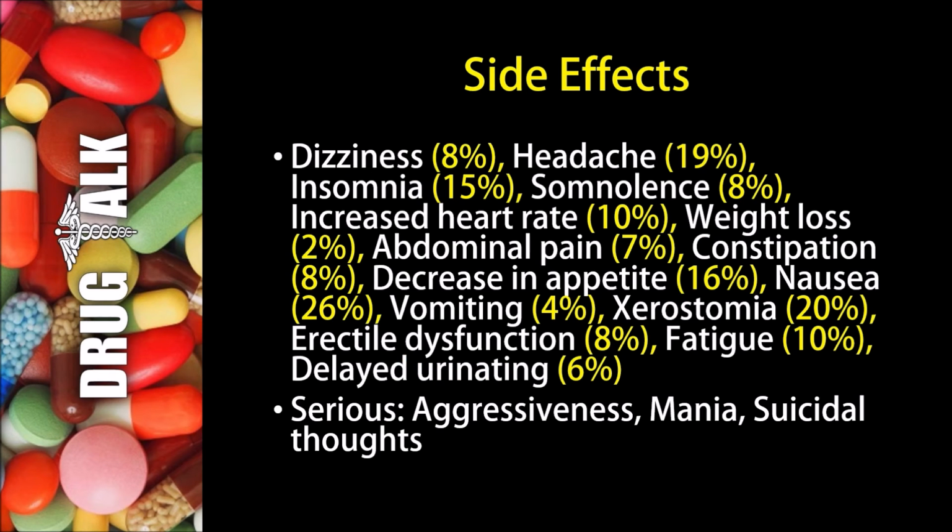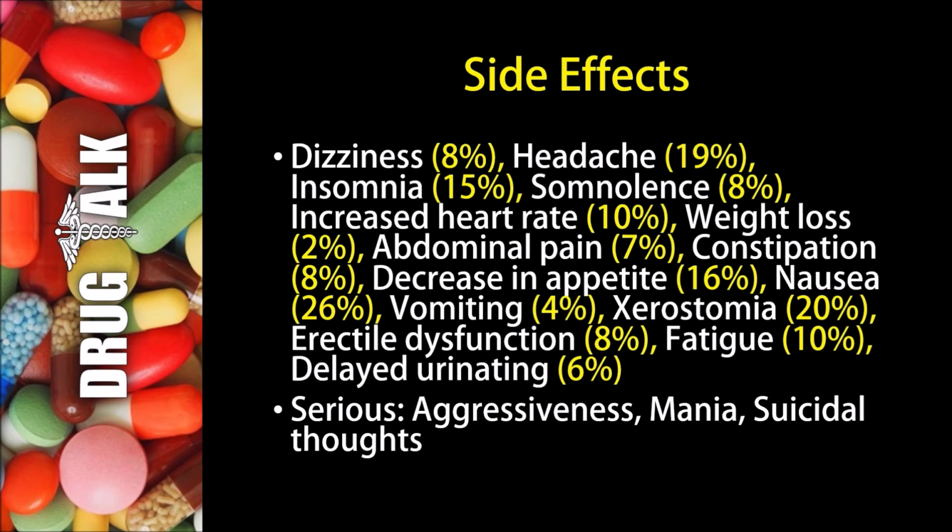Now, as with all medications, there are some side effects or adverse reactions that patients may experience while using atomoxetine, so I'll go over some of those here now. About 8% of patients may experience dizziness, while 19% may experience a headache. Insomnia comes in at a rate of 15%, and somnolence comes in at 8%. 10% of patients may experience an increased heart rate, and about 2% may experience weight loss. Abdominal pain may happen 7% of the time, and constipation may happen 8% of the time. A decrease in appetite may occur in 16% of patients, and up to 26% of patients may experience nausea.